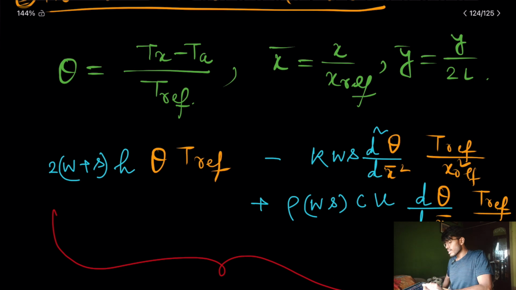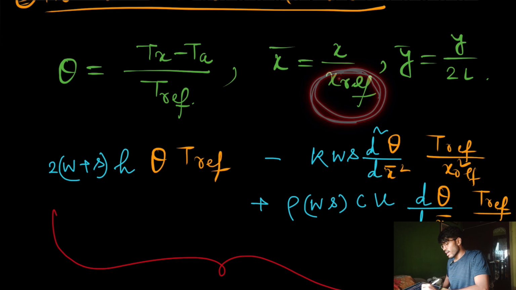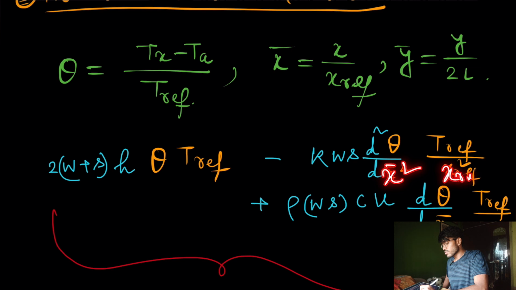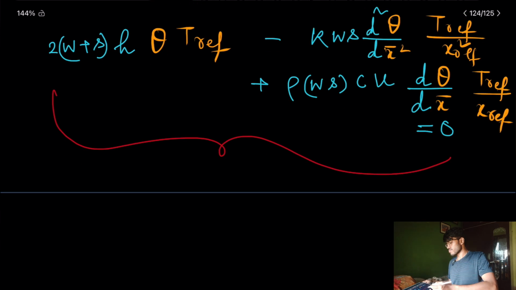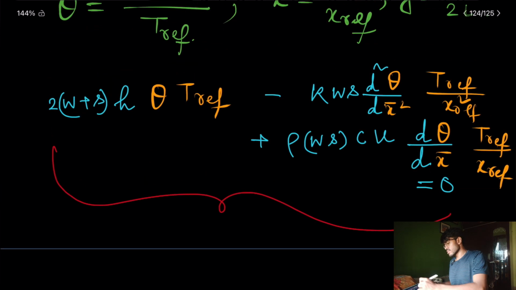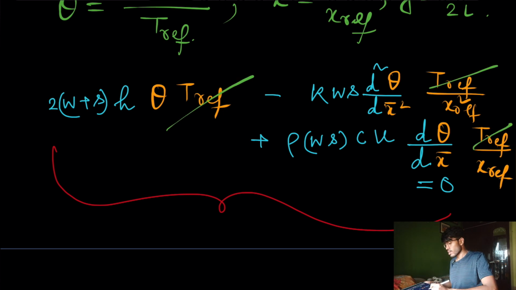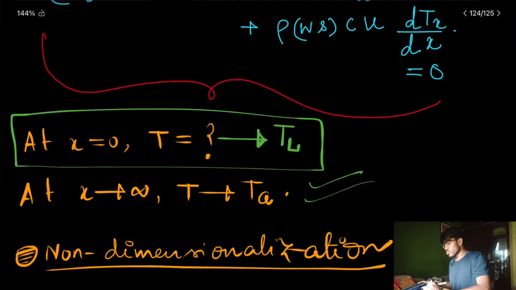So clearly, what was the short trick? Here I have in the denominator x ref, that is why it is x. Here if it has to be x bar squared, I have to have x ref squared. If you are still having confusion, just go to my previous videos, or otherwise you can simply apply the chain rule. So this is the non-dimensionalized equation, and here I can cancel this T ref out. So this is my non-dimensionalized equation. Clear? And accordingly my boundary conditions will also be varied.